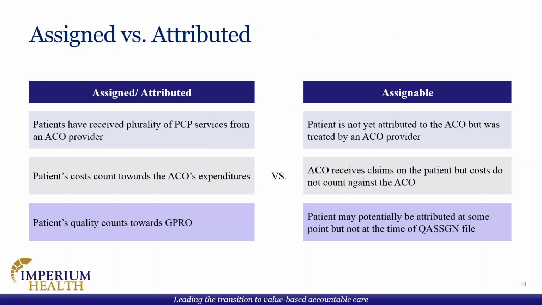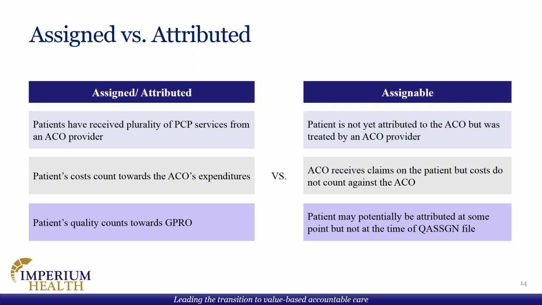So when we give you that green patient list, it's going to include patients that are both assigned or attributed, as well as patients that are assignable. Patients that are assigned or attributed are patients that have received the plurality of PCP services from an ACO provider. Their costs count towards the ACO's expenditures. Essentially all of the patient's costs, other than Part D (D as in Delta) drugs, count towards the ACO's expenditures.